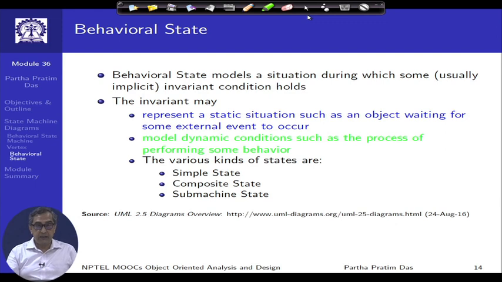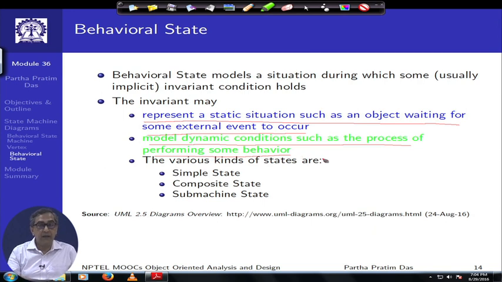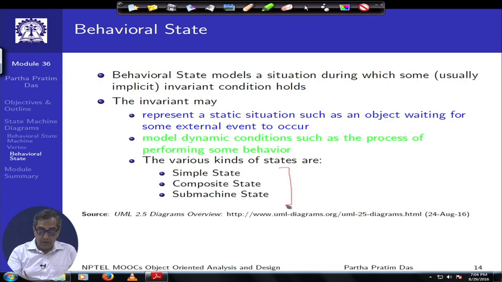So, the behavioral states, the first of the two kinds of vertices that you have, have invariants, as we say, they represent a static situation. Such an object is waiting for some external event to occur, or a particular condition is being maintained, and it models dynamic conditions such as the process of performing some behavior. Like in the temperature controller, it is the process of heating, which is regularly performing the heating operation to try to achieve the target temperature.